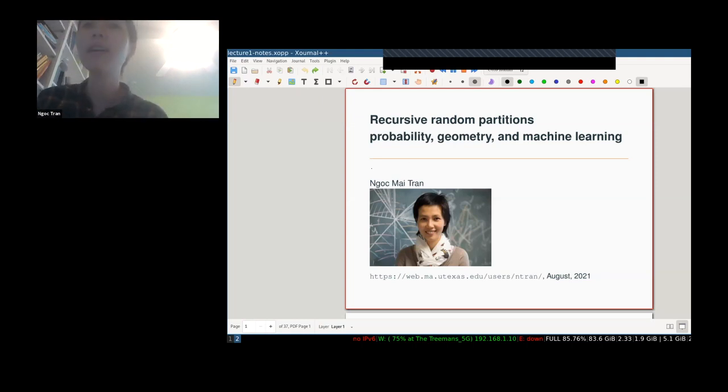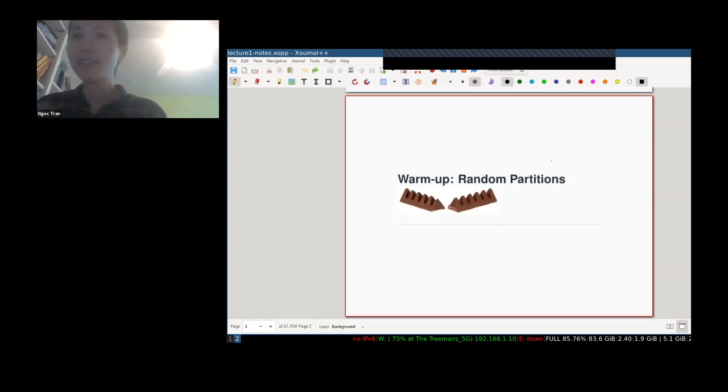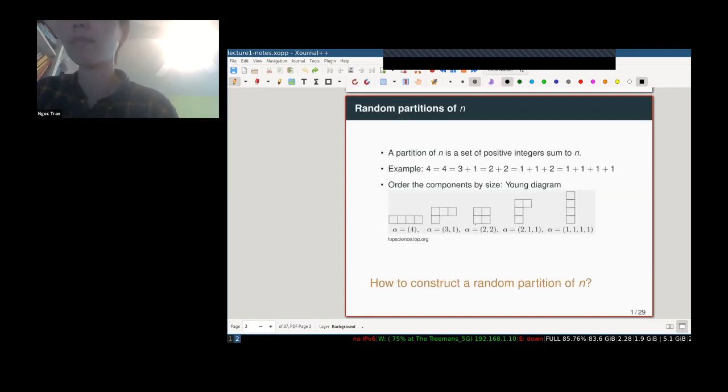Okay, good. So my goal of this talk is really to have some fun and hopefully get a lot of people interested and thinking about questions in recursive random partitions and their connection to probability, geometry, and machine learning. Okay, so let's have a warm up. Let's think about random partitions.